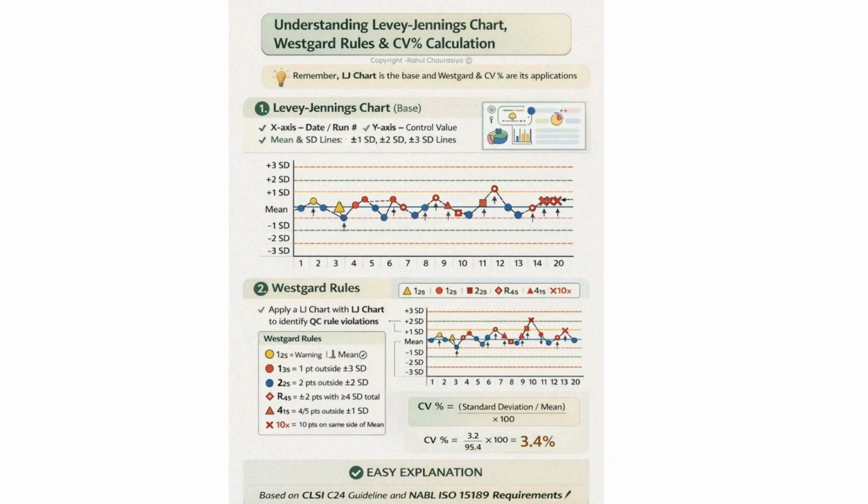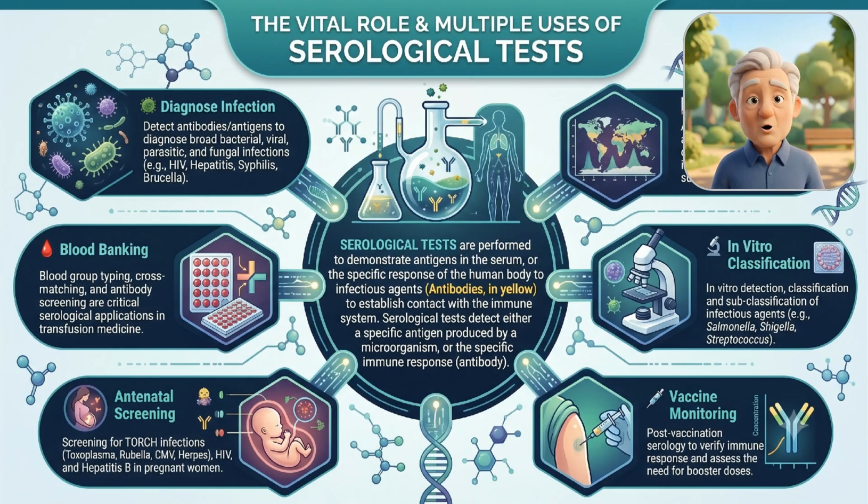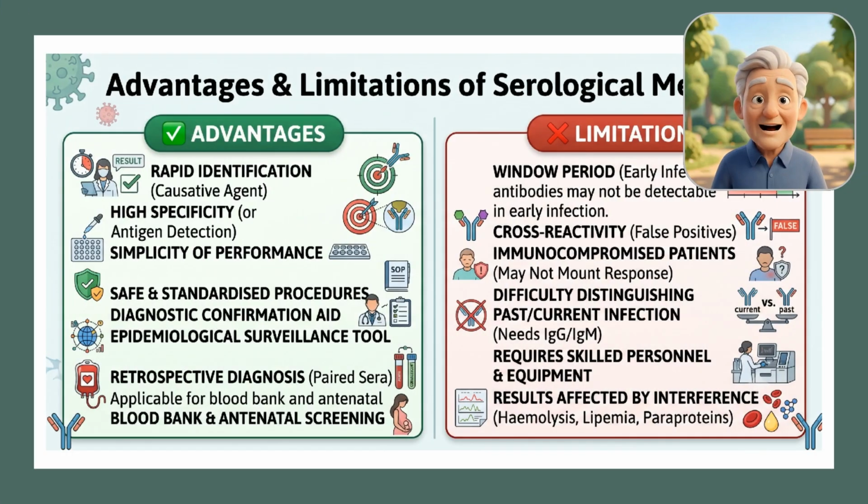This chart plots control values against the run number, with lines for the mean and standard deviation to visually identify QC rule violations. Serological tests play a vital role in diagnosing infections, blood banking, antenatal screening, in vitro classification, vaccine monitoring, and epidemiology by detecting antibodies and antigens in the serum. Advantages of serological methods include rapid identification, high specificity, and simplicity. Limitations involve the window period in early infection, cross-reactivity, and the need for skilled personnel and equipment.